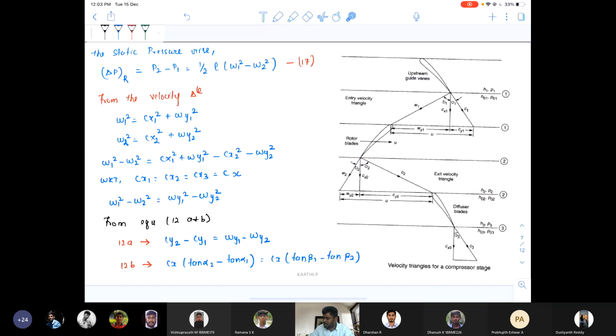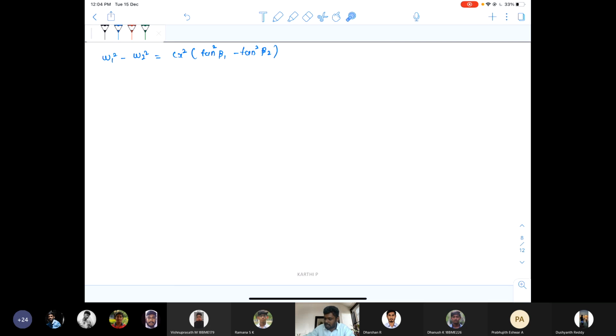On squaring this, you will be getting Cx square into tan square beta 1 minus tan square beta 2. Therefore W1 square minus W2 square is equal to Wy1 square minus Wy2 square. We have taken this equation in the form of this. We have replaced this by this equation. Therefore the equation W1 square minus W2 square is equal to Cx square into tan square beta 1 minus tan square beta 2. This is how we have arrived at this equation.